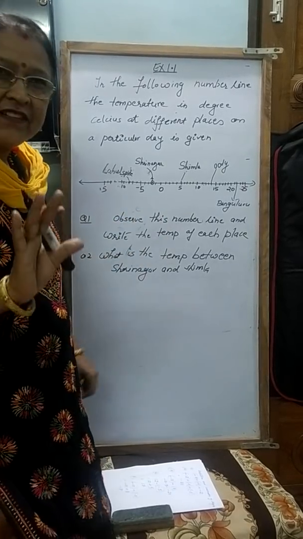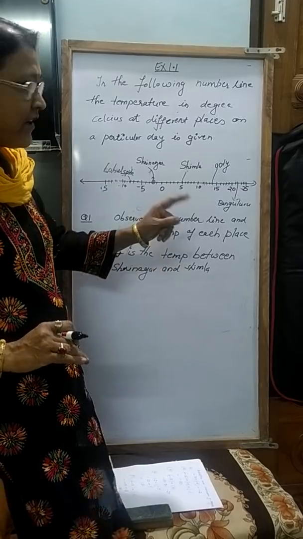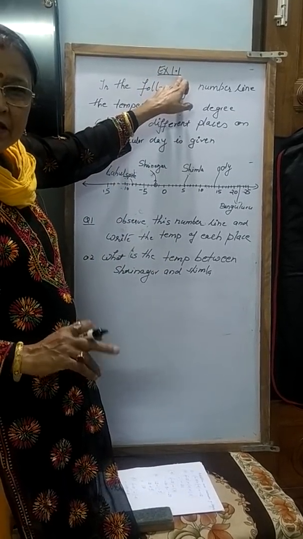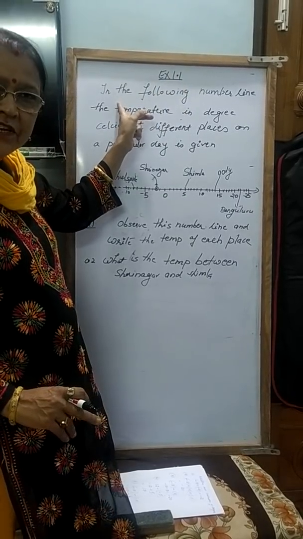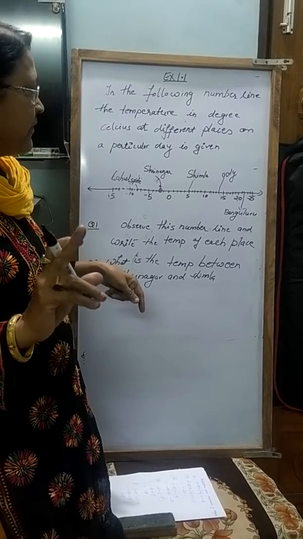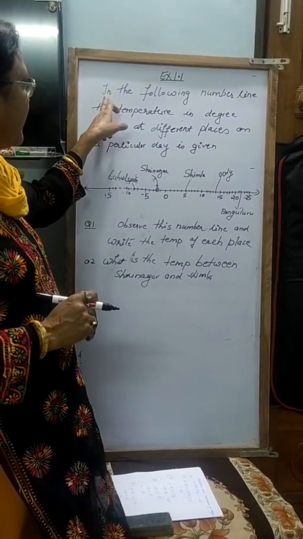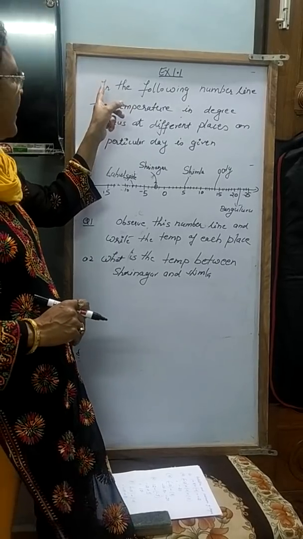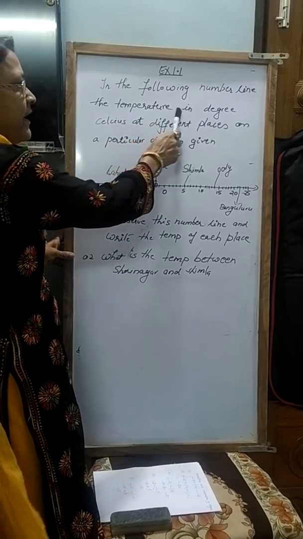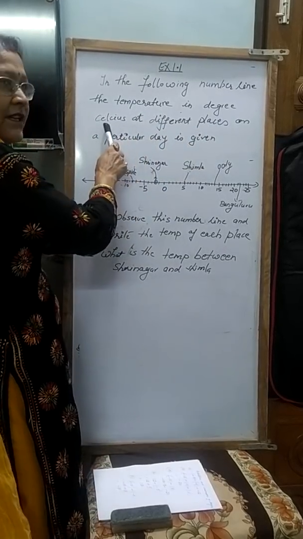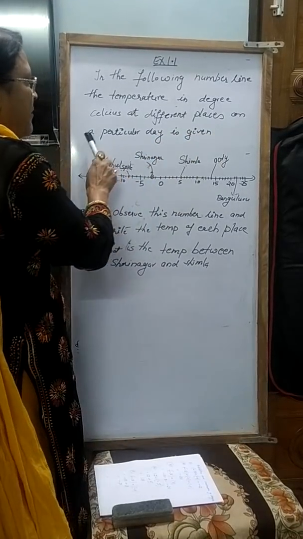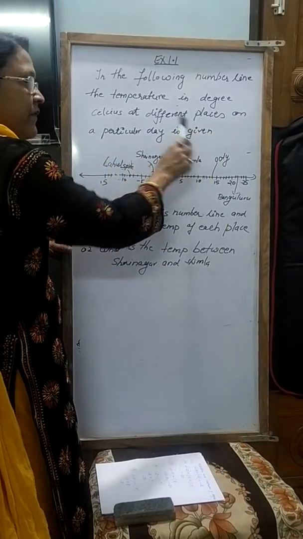Now in connection with this number line, take the example of your exercise 1.1. Now see the question which is given in the book also. Read the question very carefully. First all of you read this question. What is the question? In the following number line, the temperature in degrees Celsius at different places on a particular day is given.